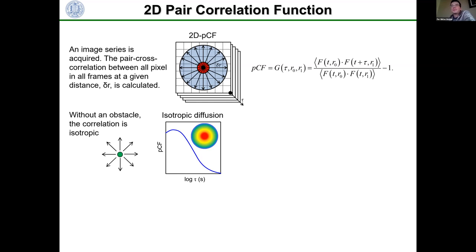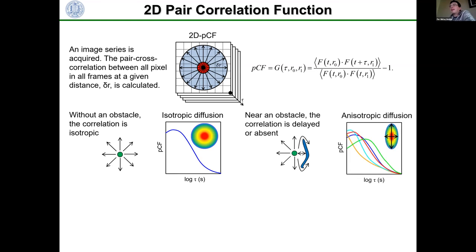case of isotropic diffusion. Now, if the molecule or the molecules would be near a barrier or an obstacle, the correlation on the other side of the obstacle would be absent or delayed if the molecule can move around. And this asymmetry or anisotropy in the direction of the correlation, we can quantify by determining the long and short axis of this correlation function. And then we can visualize the barriers to motion of molecules in the image.